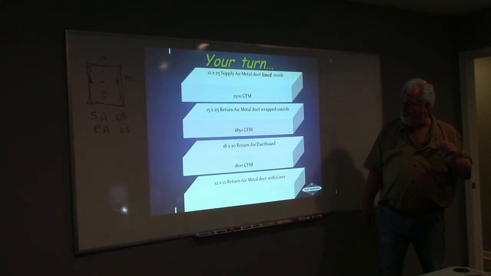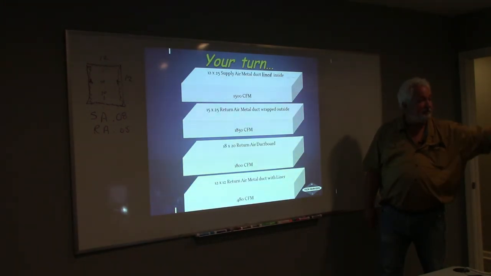12 by 12 return air metal duct with liner. 12 by 12. That should be good. Return air metal duct with liner, 12 by 12. I'm getting about 475, 480. So that's 0.06.